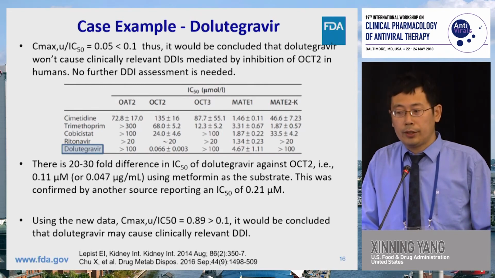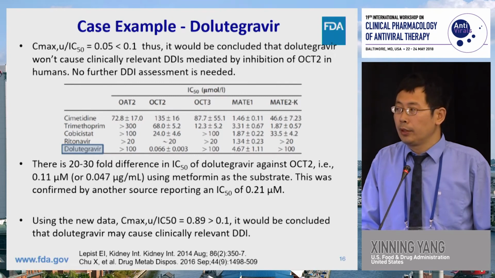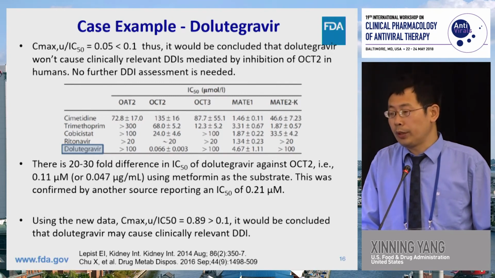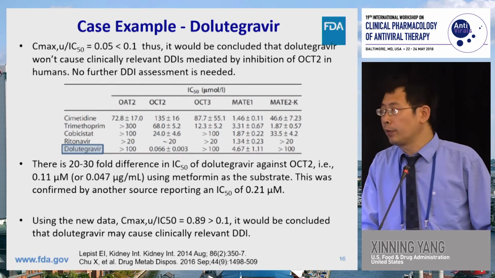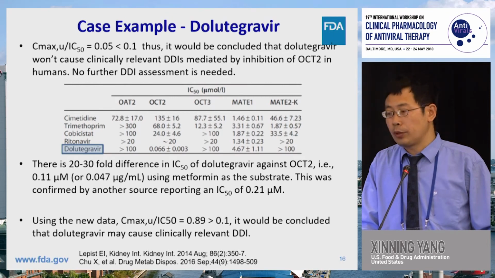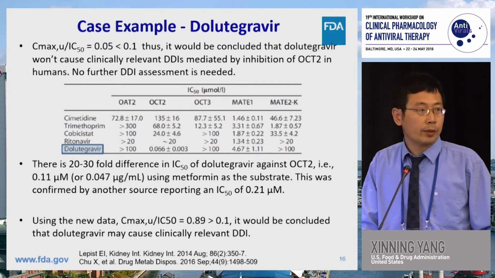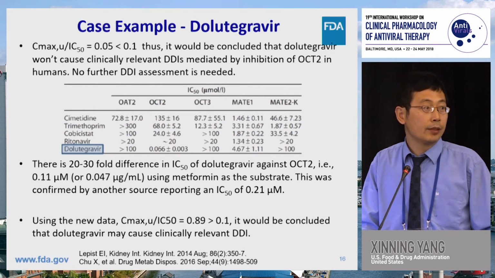And this is further confirmed by some later study conducted by Merck scientists, which also reported an IC50 of 0.21 micromolar. So if you use this new value, for example, here is 0.11 micromolar, conducted in vitro when you use metformin as a substrate, you will get a ratio of 0.89. So that's much higher than the 0.1 cutoff. And from this, we will expect that there will be in vivo interaction.